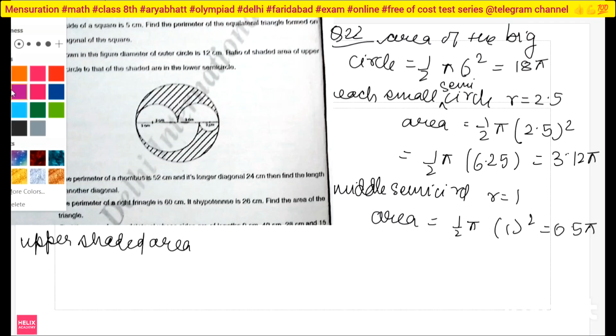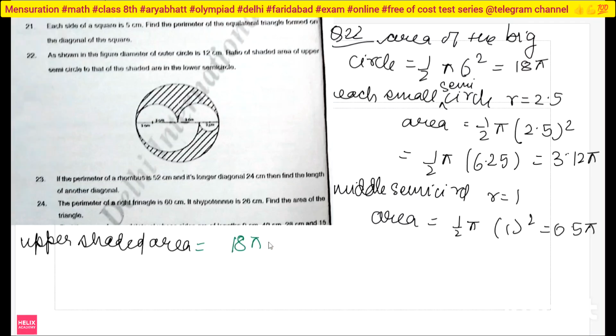Let's change their color, so it will be good for you. Upper shaded area will be what? 18 pi minus 2 into 3.125 pi. Okay, so it becomes 18 pi minus 6.25 pi is equal to 11.75 pi.